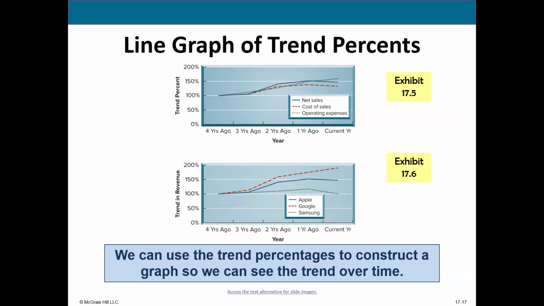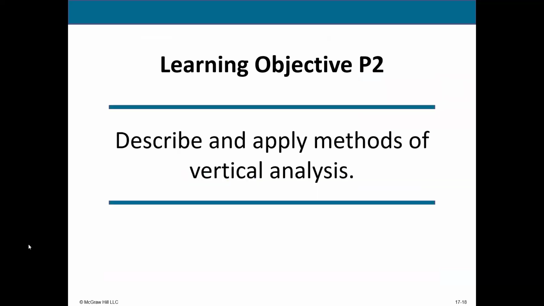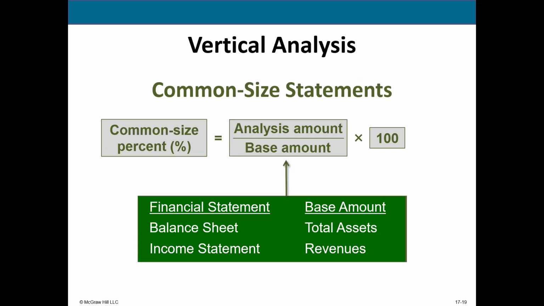The next thing I'd like to talk about, which is the next tool, is the vertical analysis approach. As I had mentioned, we're looking up and down the income statement and up and down the balance sheet, and we're expressing everything as a percentage. So for the balance sheet, we express everything on the balance sheet as a percentage of total assets.